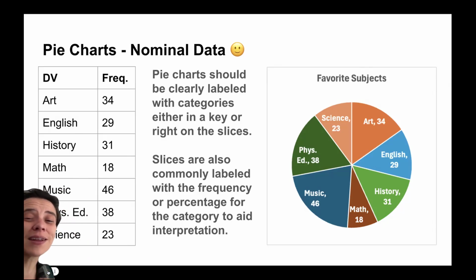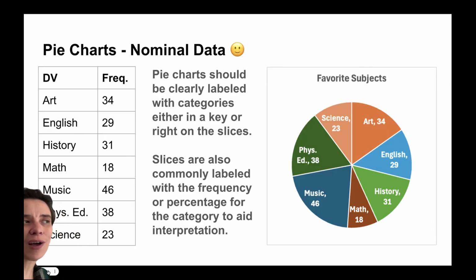So if you've got a limited number of categories, or you can find a logical way to reduce the categories and clump them, so like nominal binning, then you can use a pie chart and it's perfect. Pie charts need to be clearly labeled. You can either label them in the slices or you label them with a key.